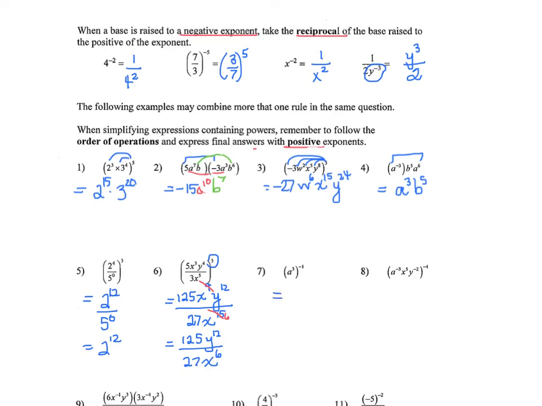Okay, next one. A cubed to the negative 1 is the same as 1 over a cubed. Next one. Here we have a negative 4 outside the bracket, which we will apply to everything inside. So it will be a to the exponent 12, x to the exponent negative 20, y to the exponent 8. And in order to make the x to the exponent negative 20 have a positive exponent, we'll move it to the denominator. So a to the exponent 12, y to the exponent 8 over x to the exponent 20.